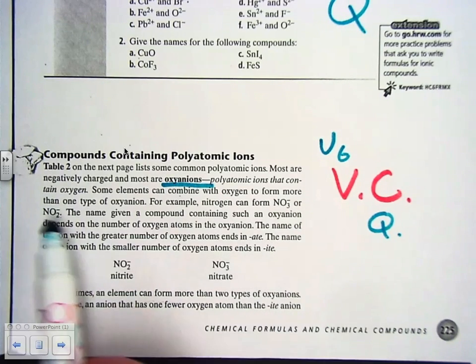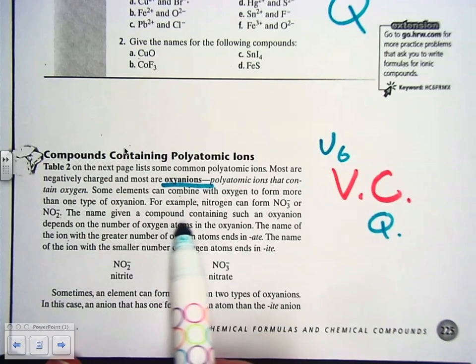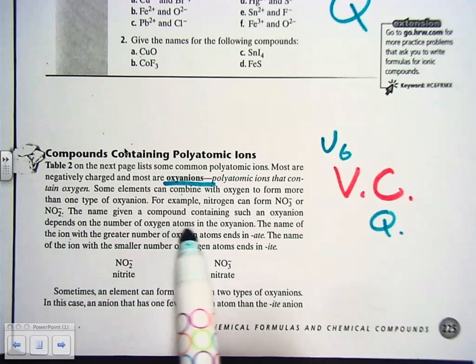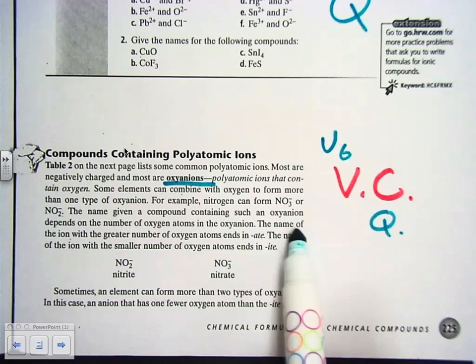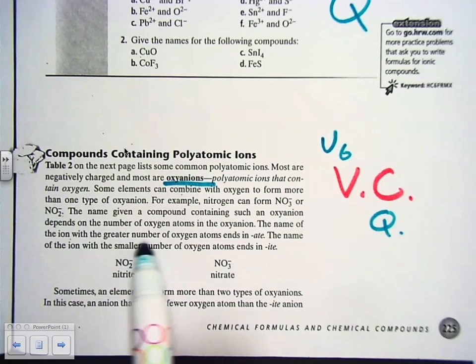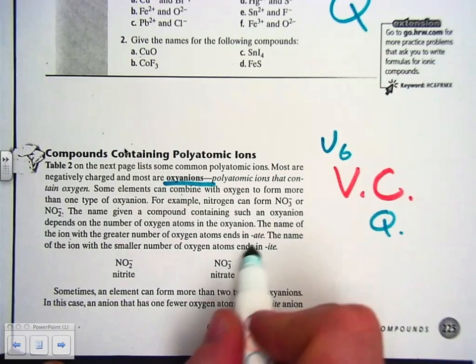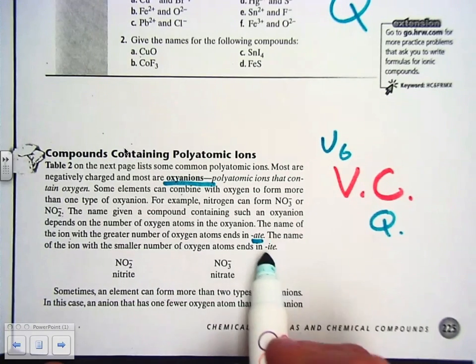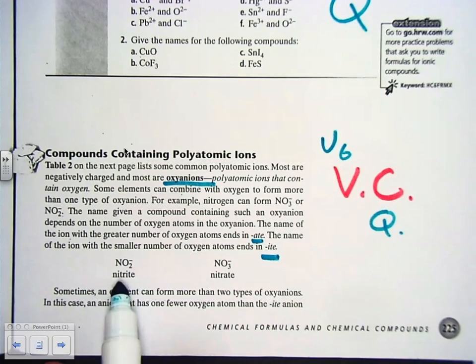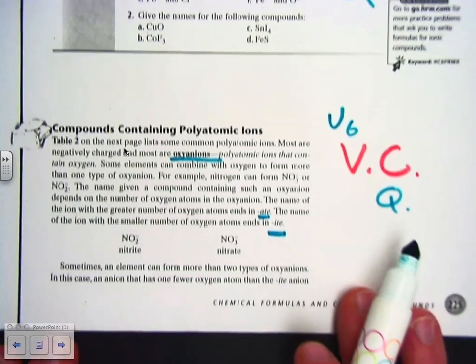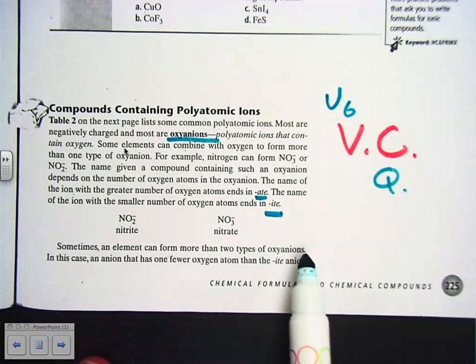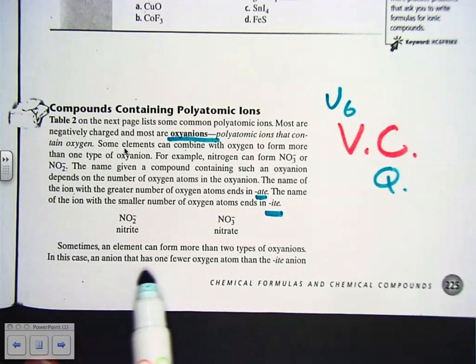NO3- or NO2-. The name given a compound containing such an oxyanion depends on the number of oxygen atoms in the oxyanion. The name of the ion with the greater number of oxygen atoms ends in -ate. The name of the ion with the smaller number of oxygen ends in -ite. So for example, we have nitrite and nitrate. Sometimes an element can form more than two types of oxyanions. In this case, an anion has one fewer oxygen than the -ite anion.